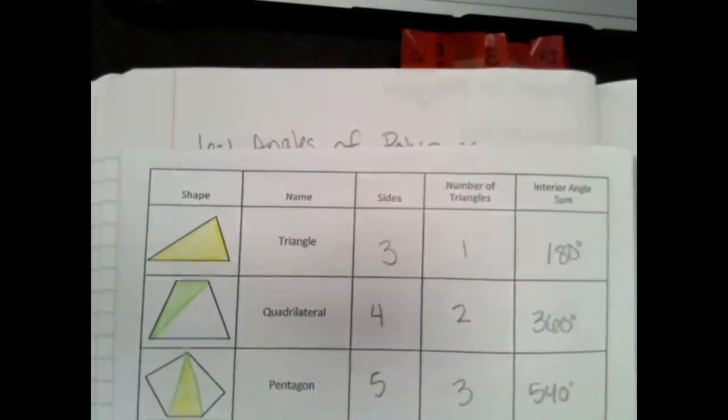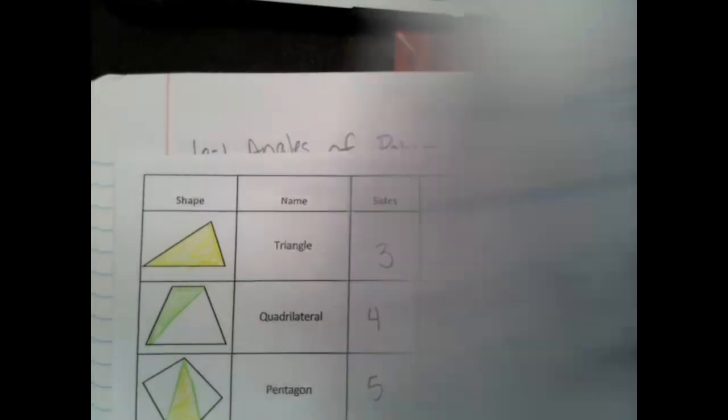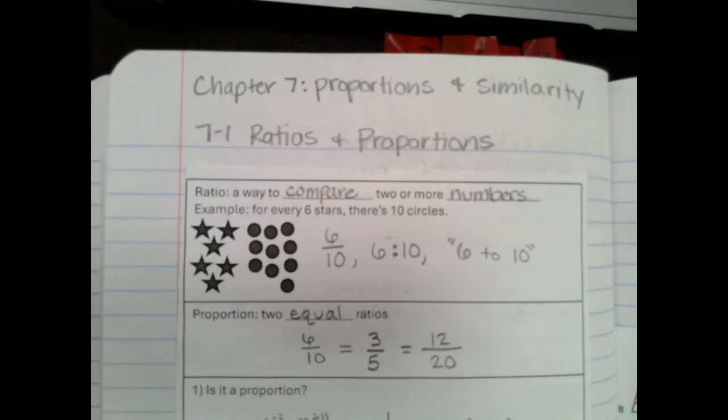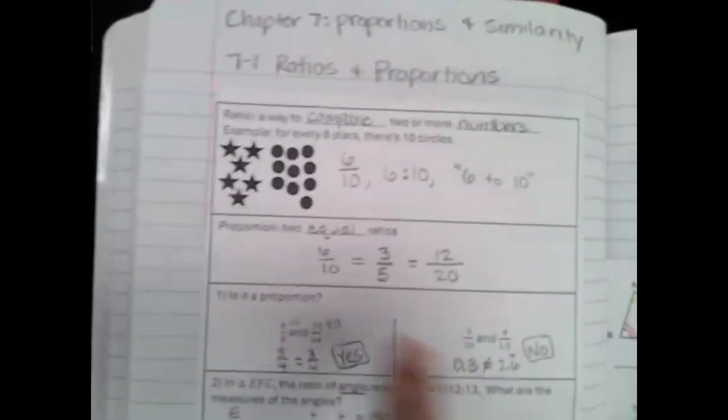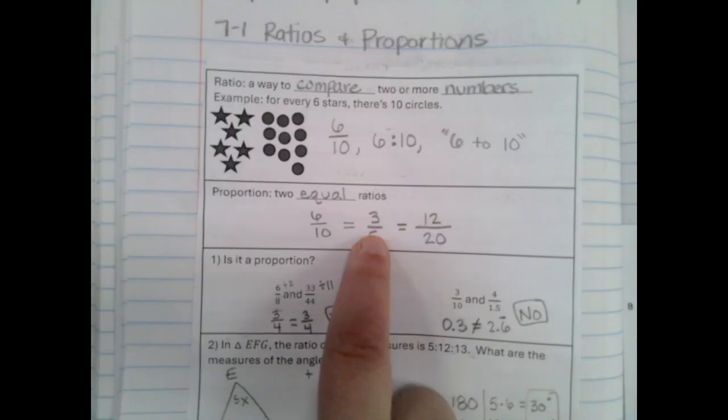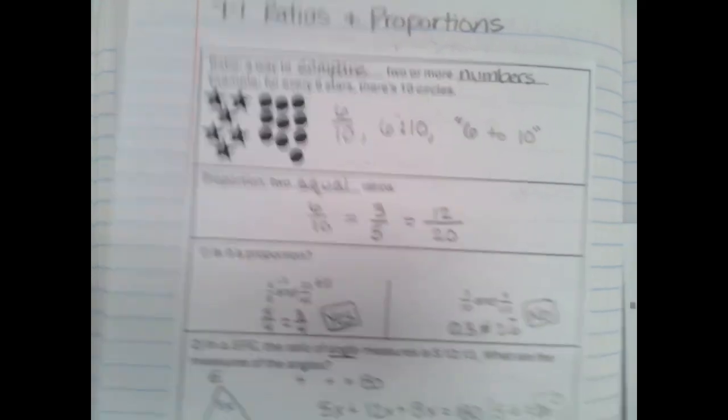Chapter 7 was last trimester. Okay. Alright, when we talked about things being proportional last trimester, remember it was our ratios were equal, when we had a ratio equal to another ratio.